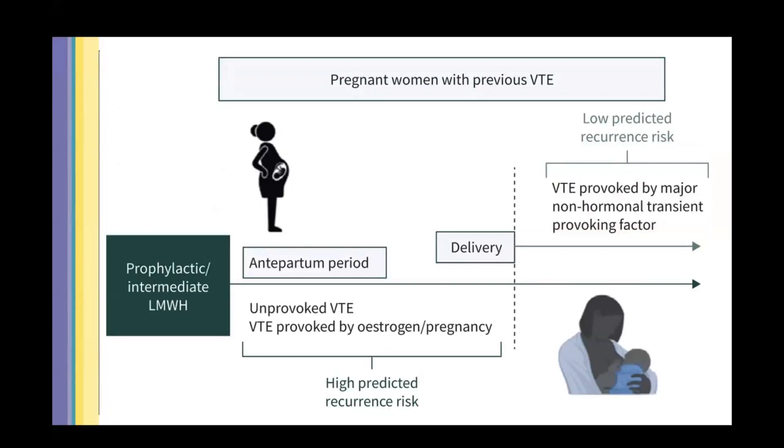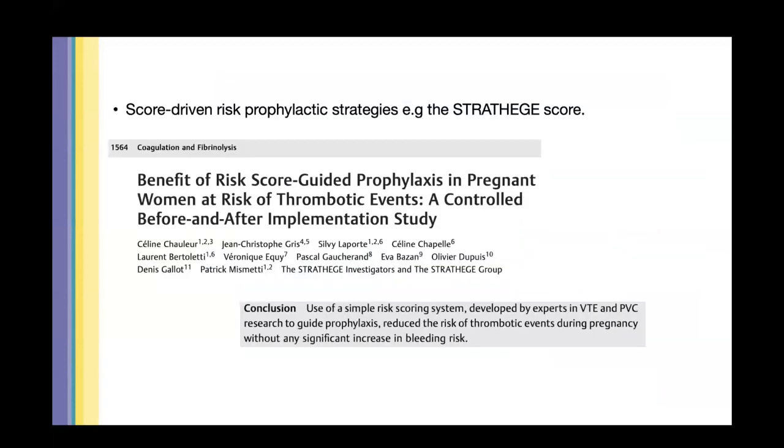And if you're getting a high predicted recurrence risk for a pregnant woman who had a previous history of VTE, then you want to start them on prophylaxis and use an intermediate dose of the low molecular weight heparin. If there's a low predicted recurrence risk, you will know that during pregnancy you have these hormonal changes, you get a hyperestrogenic state, and therefore it's also good to start these women on prophylaxis as needed.